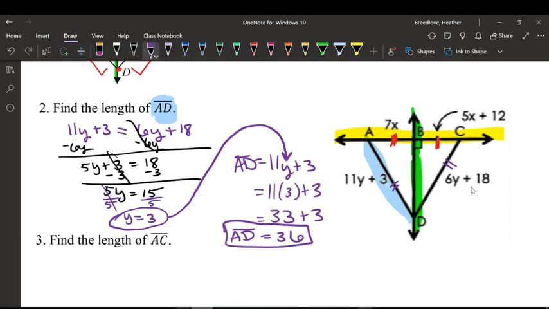So segment AD is 36. So this one over here is 36. And if that's 36, the other one has to be 36 as well. Even though it didn't ask us that, I still labeled it.